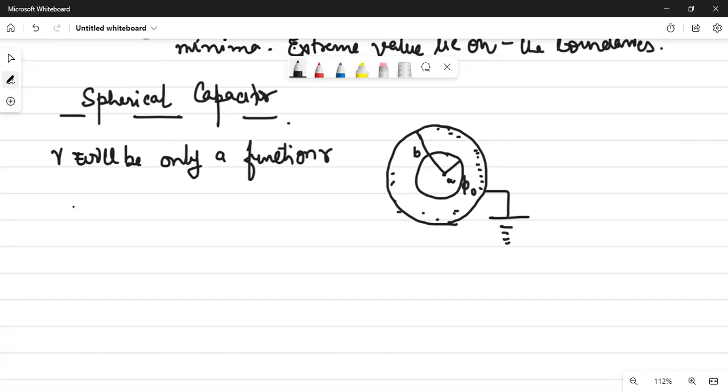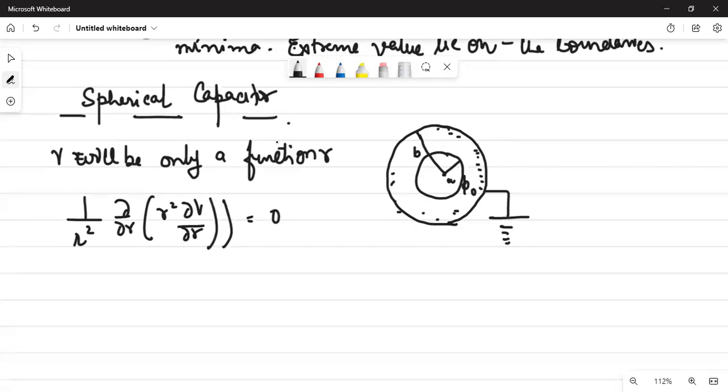And if V is only a function of r, then Laplace's equation, the radial part, I'm writing ∂/∂r of (r² ∂V/∂r), will be equal to 0, because ∇²V is 0. And I'm saying that this particular potential will not depend upon theta and will not depend upon phi. It will only depend on radius.